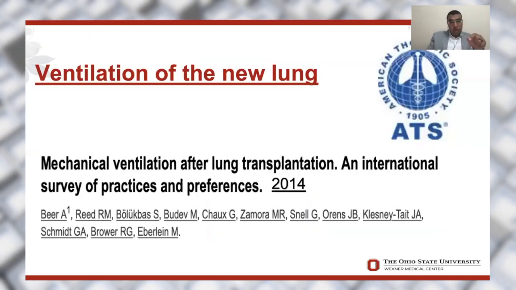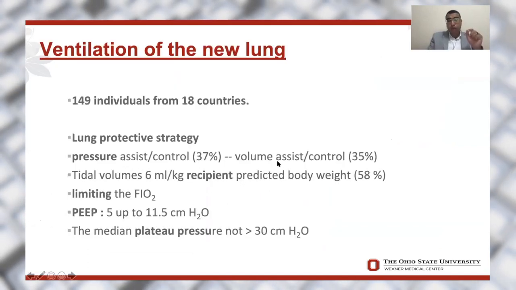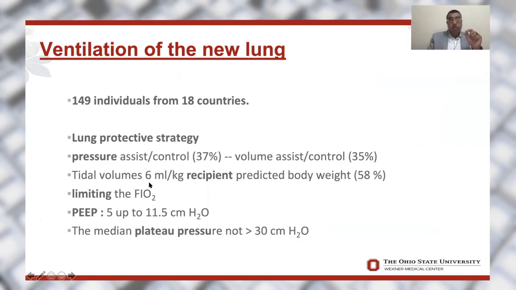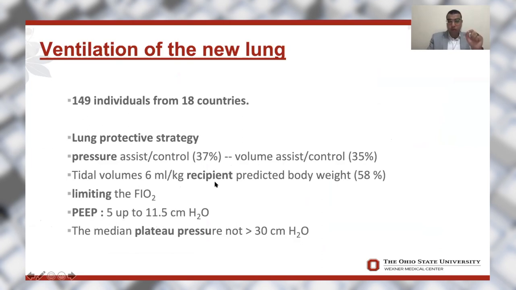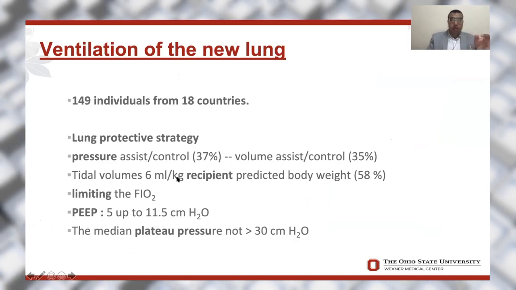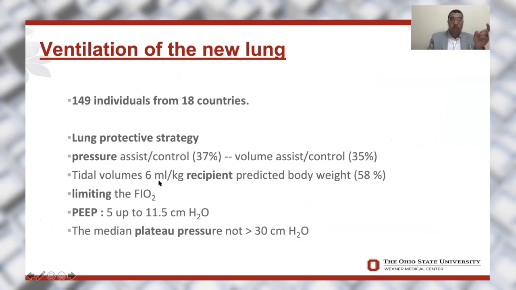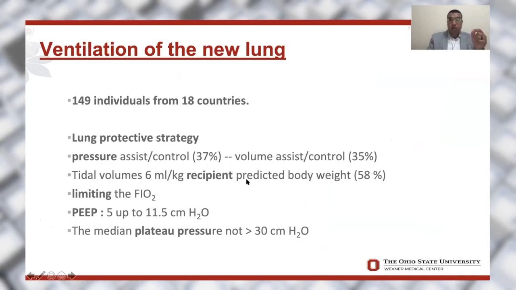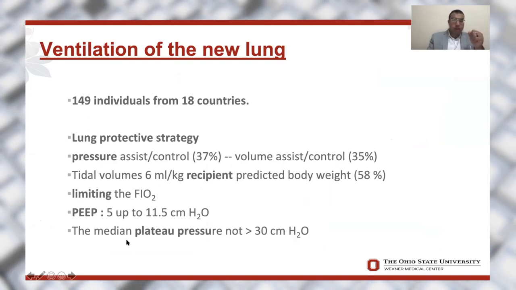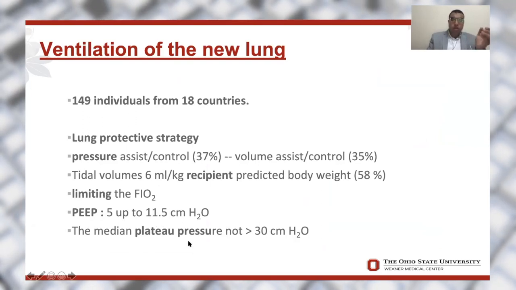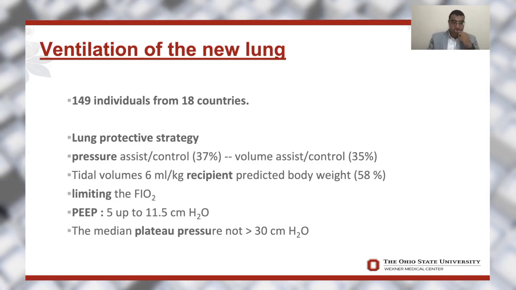For ventilation of the new lung, in this study, they used pressure control more than volume control. They used a tidal volume of 6 ml per kg, for sure of the recipient, not of the donor. So the transplanted lung, you will ventilate with a tidal volume of 6 ml per kg predicted body weight of the recipient, not the donor, limiting the FiO2, PEEP of 5 and up, and maintaining the plateau pressure not more than 30 as the lung protective strategy.